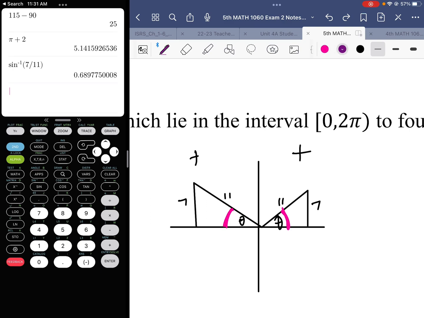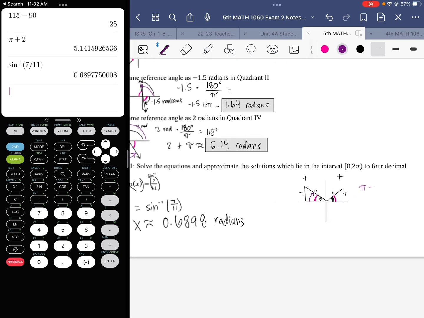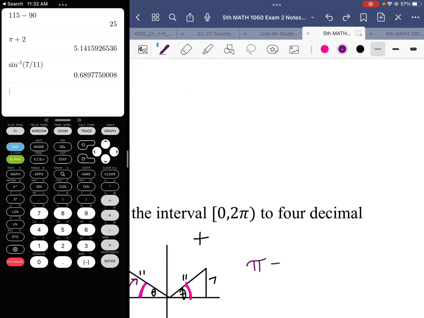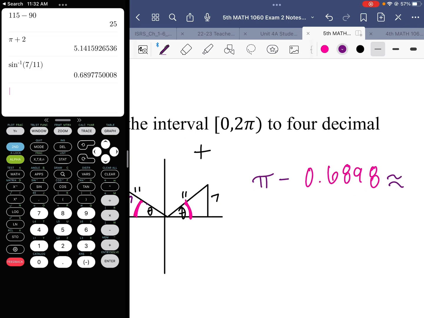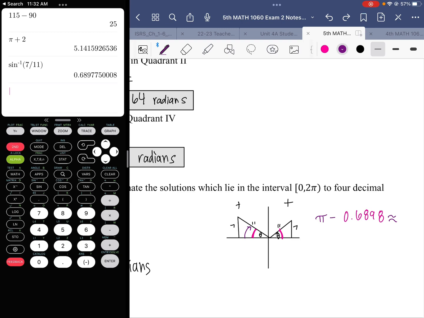Well, think about this. How do you get from here to here? Or you can also think about it, how do you get from pi up to that one? That's the way I would go about it. I would say, okay, it's not quite to pi, but I know that my reference angle is whatever this radians was. So pi minus our 0.6898 is going to give us this angle that we were trying to find. Okay, so we do pi minus that answer.